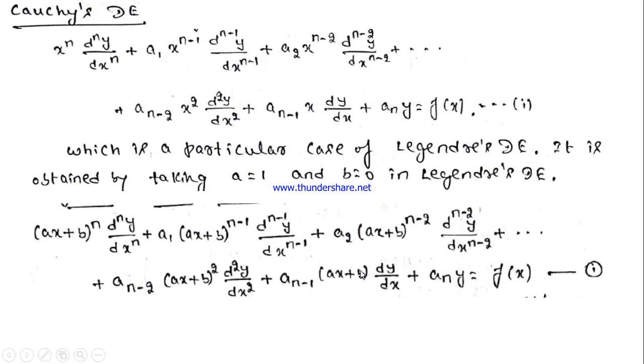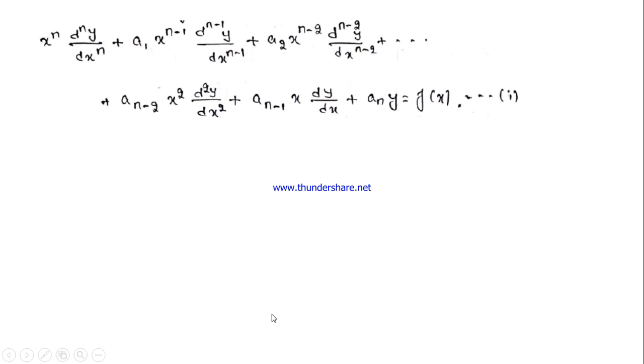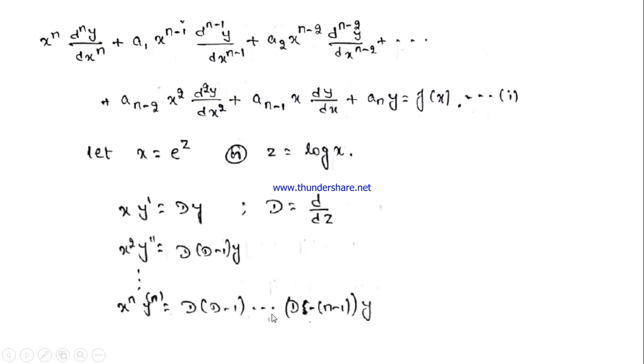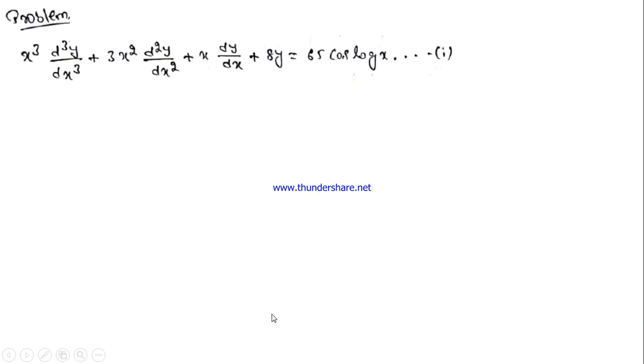Yeah, the transformation also is the same. So we were taking ax plus b equal to e power z there. Now I am supposed to take just x equal to e power z or z equal to log x. Yeah, this is the transformation. The transformation, you know what happens with the conversion. It works along the same lines. Let me see one problem under this heading also.